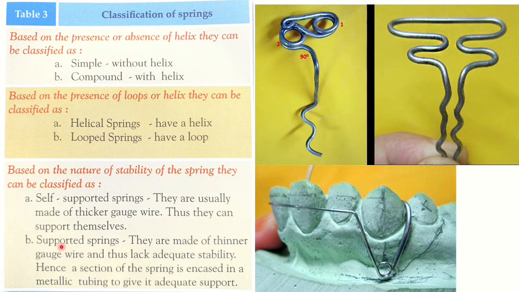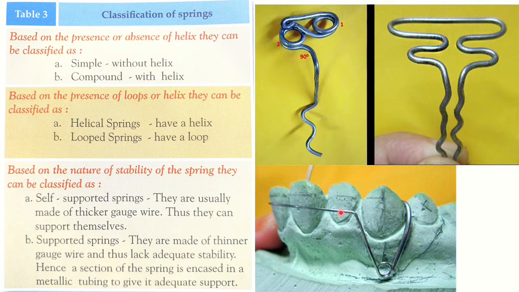The second one is supported spring. They are made of thinner gauge wire and thus lack adequate stability. Usually the wire is 0.5 mm stainless steel. Hence, the section of the spring is encased in a metallic tubing to give it adequate support. In this photo, it shows the supported spring where there is a metal tubing to support the thinner wire.